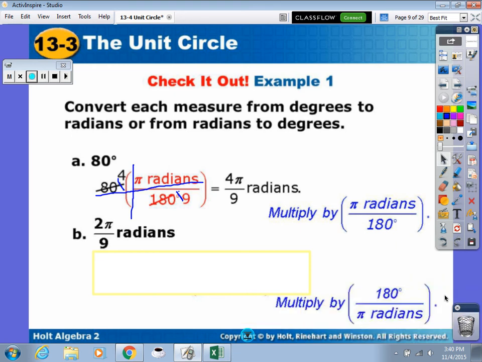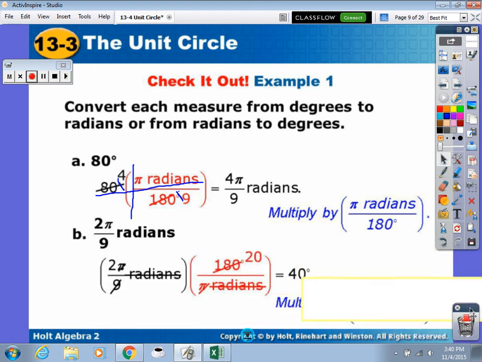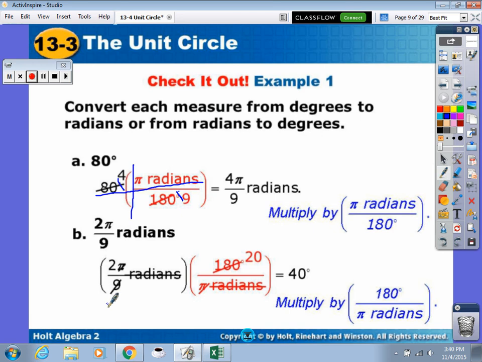The next one then is radians to degrees. And again, a dimensional analysis approach. Keep that in the numerator section, cancel out the radians and pi, and that gives us 2 times 180 divided by 9, or 40 degrees.